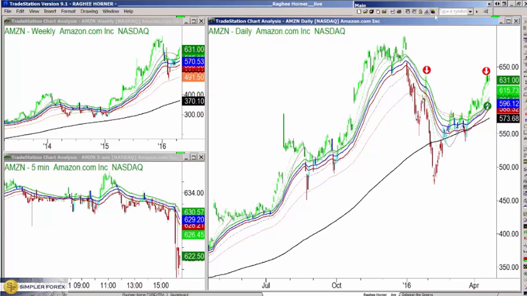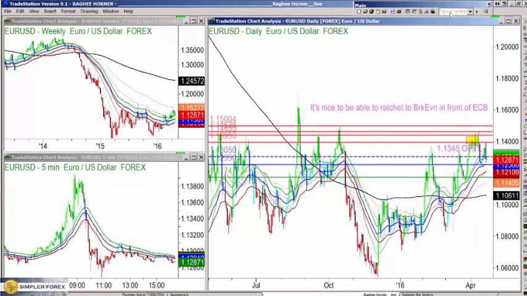Okay, so I want to start off with a look at the euro here. How many of you are looking at the euro or the US dollar in terms of not only what the FOMC is going to do, but what the ECB and Mario Draghi were doing? How many of you caught that?